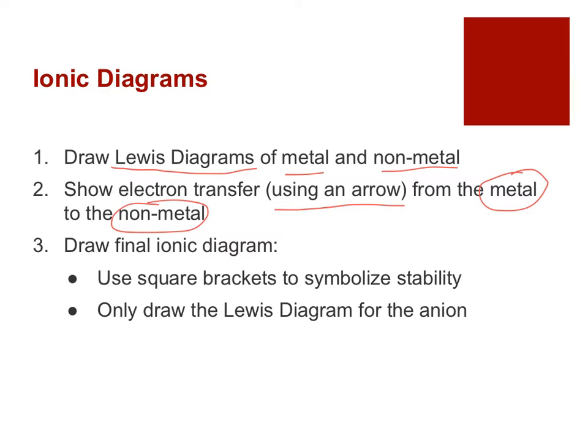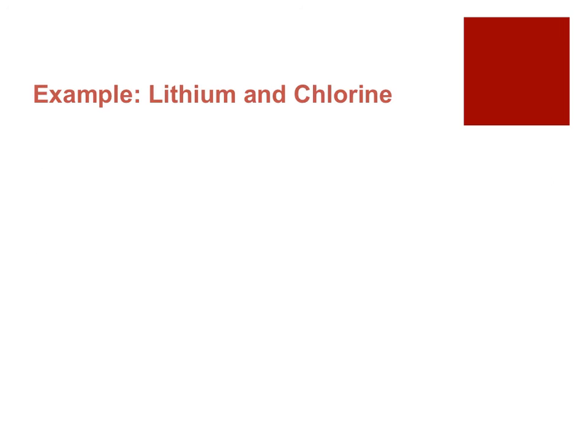And we're going to end off our ionic diagram by drawing our two atoms. We're going to use square brackets around each of our ions to represent stability. And we're only going to draw the Lewis diagram for the anion. Let's take a look at an example then to see what this looks like.